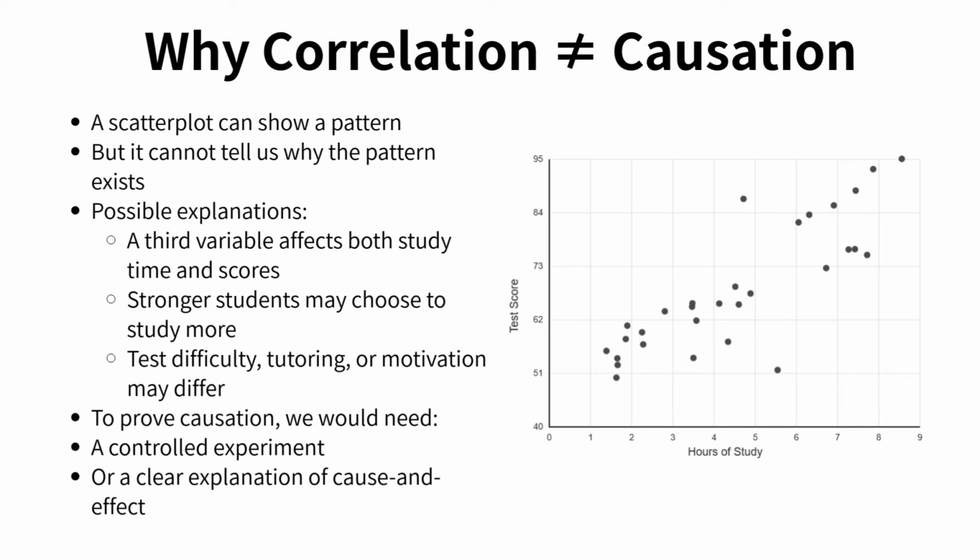To prove causation, we would need a controlled experiment, where study time is the only thing that changes. Without that, all we can say is this: the variables are related, but one does not necessarily cause the other. And on the SAT, saying causes without proof is a mistake.